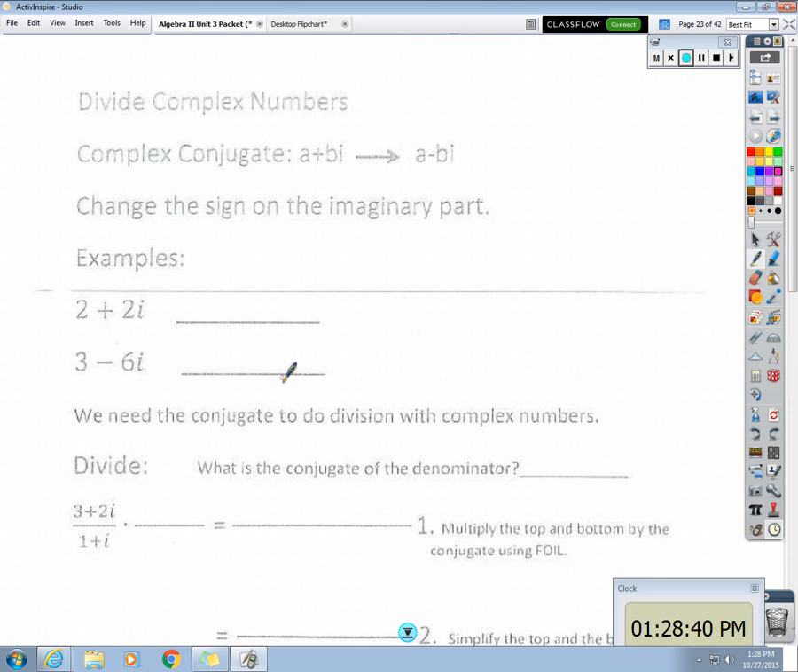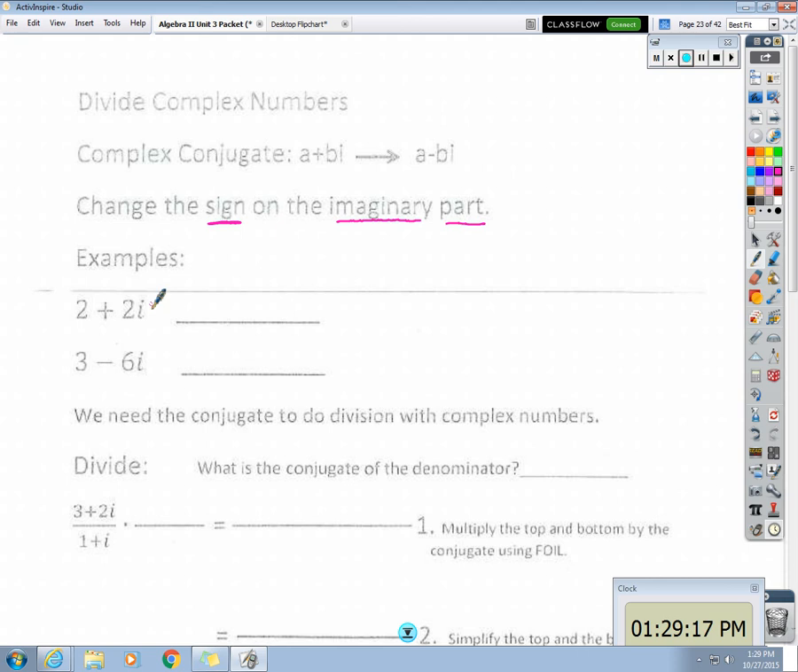So, we've learned how to add complex numbers, subtract complex numbers, multiply. So, obviously now we're going to divide complex numbers. Now, the first thing you need to learn how to do is the complex conjugate. Some of you will remember this from last year. If you're dealing with a complex number, a plus bi, the conjugate would be a minus bi. But keep in mind, you only change the sign on the imaginary part. See how the a was positive and it's still positive? Only the bi changed from positive to negative.